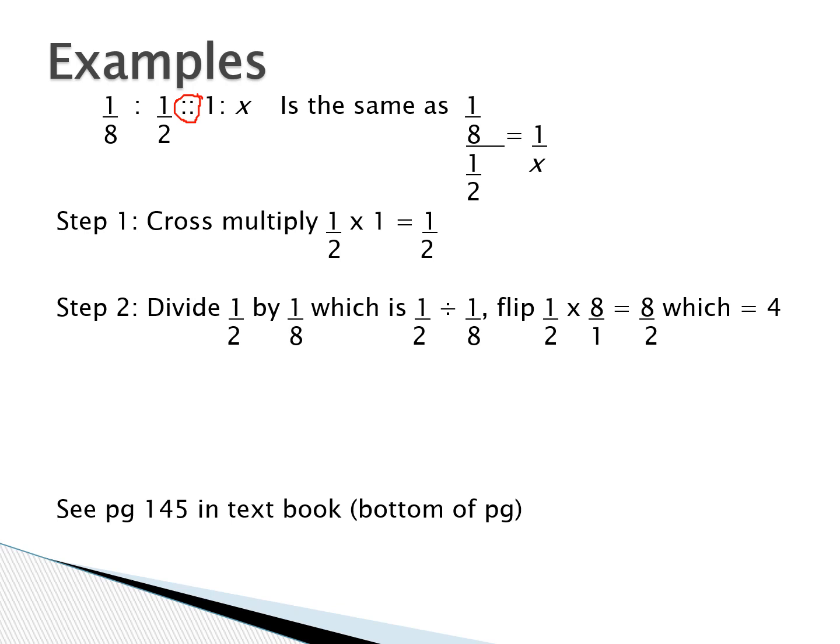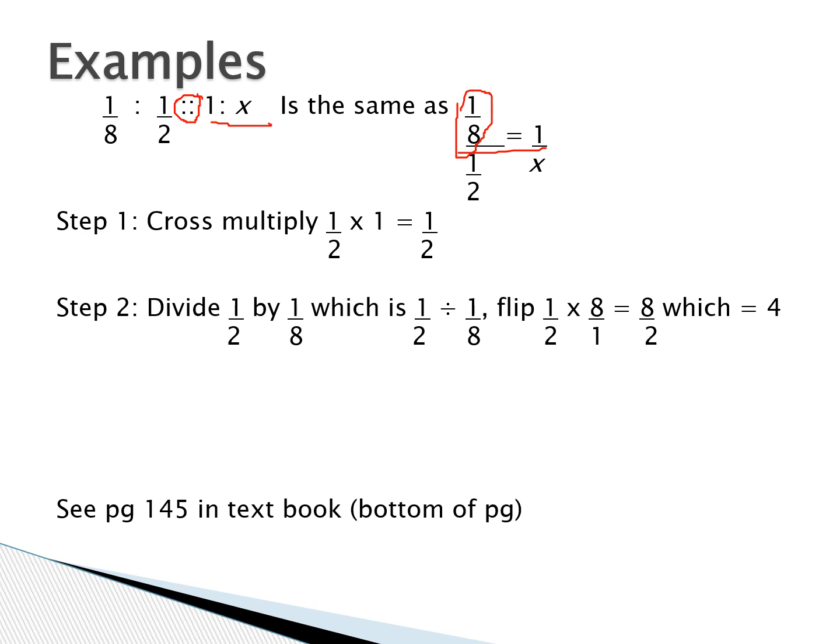Okay, so this is the same as how you would set up whole numbers. Your left part of the equation would be on top over here, divided by, again, your 1/2. So the 1/8 over the 1/2. Then you do the same thing with this part of the equation on the right side of these double dots. The 1's going to be on top, and x is what we're solving for.